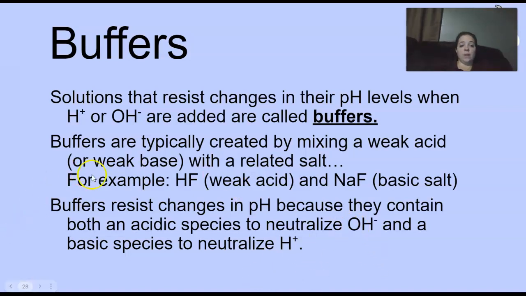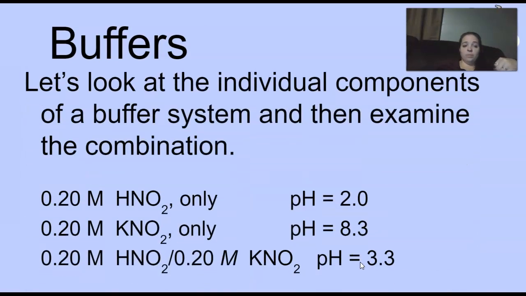So for instance, I'm going to use hydrofluoric acid, HF, and sodium fluoride, NaF. I've got a weak acid and a basic salt. It will resist change. I would add a basic salt as my buffer. Buffers resist change in pH because they contain both acidic species to neutralize OH- and basic species to neutralize hydrogen. Okay? So just know that's what the buffer is.